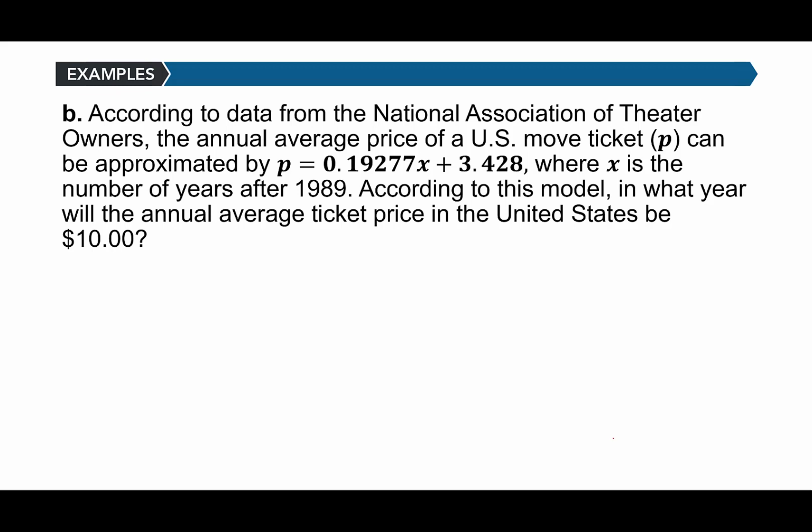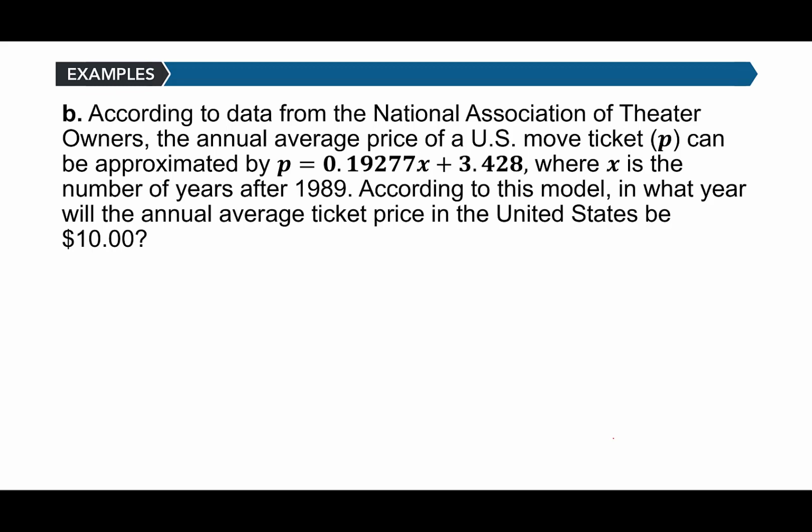Now, in some applications, we will already have a model that's given to us, and we'll talk more about writing models that represent situations later on through the course, but this one is according to data from the National Association of Theater Owners. The average annual price of a U.S. movie ticket can be approximated by P is equal to 0.19277x plus 3.428, where x is the number of years after 1989. According to this model, in what year will the annual average ticket price be $10?